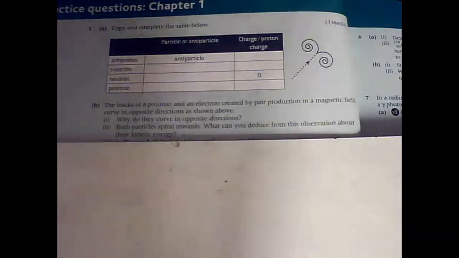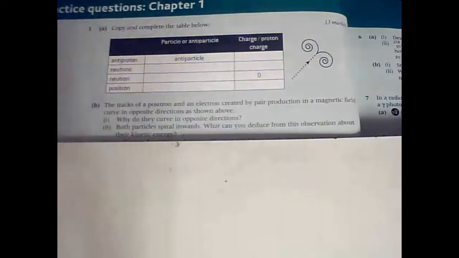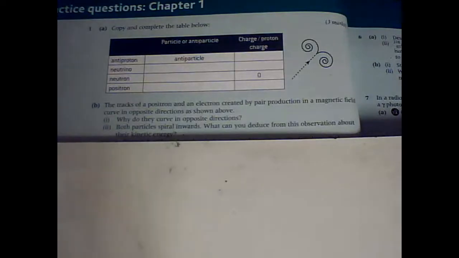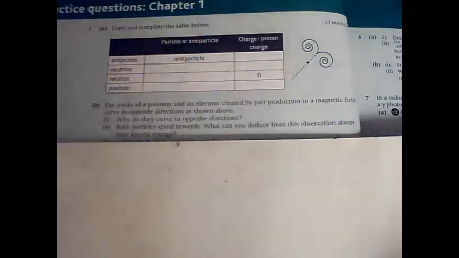Okay, so this is for the AQA A-level physics specification, on chapter 1, particles and radiation. We're going to go through a bunch of practice questions from the Oxford textbook, and these questions have all been taken from past AQA papers from the Legacy series. Okay, so let's get straight into it.